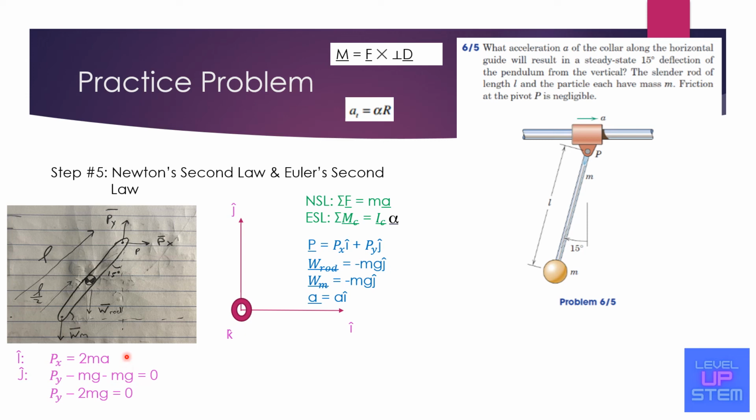And I threw in 2m because we have a mass here and a mass there. So our overall mass of the system is going to be 2m times our acceleration. We included that because it has an i hat component right there.